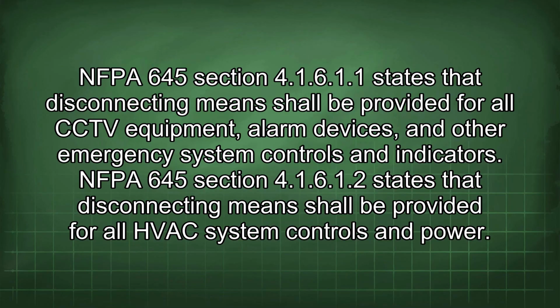NFPA 645 Section 4.16.11 states that disconnecting means shall be provided for all CCTV equipment, alarm devices, and other emergency system controls and indicators. NFPA 645 Section 4.16.12 states that disconnecting means shall be provided for all HVAC system controls and power.